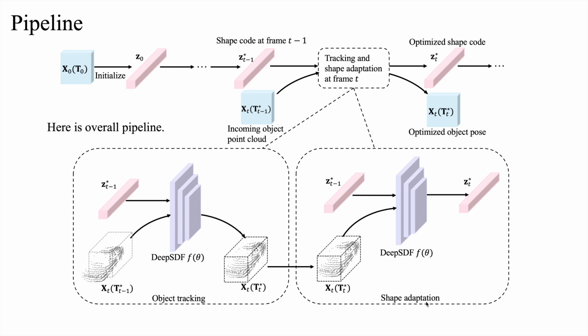Here is the overall pipeline. Basically, at frame t, we first fix the shape code and estimate the pose, and then we fix the pose and adapt the shape code. We keep this loop until the end of tracking.